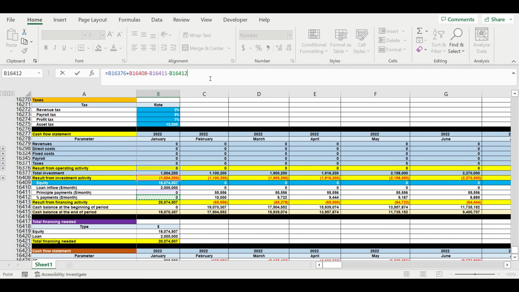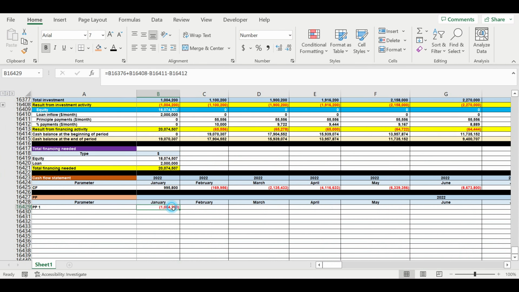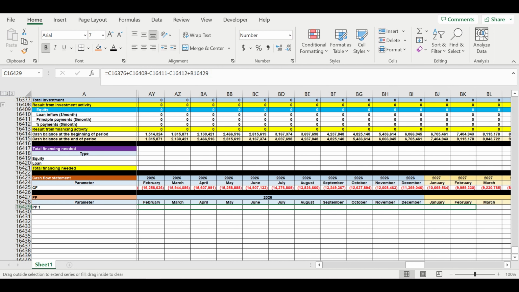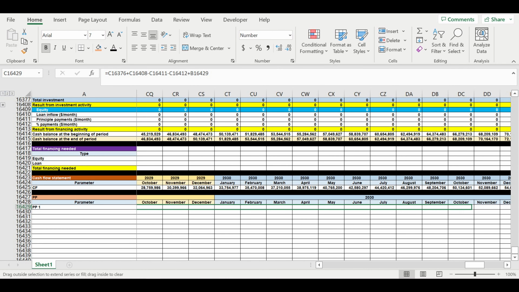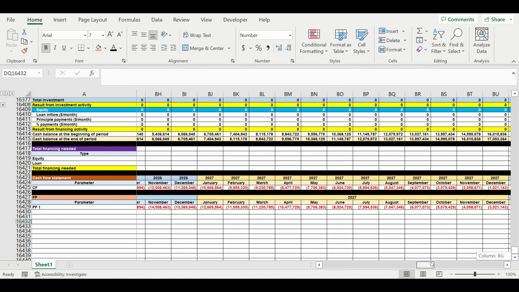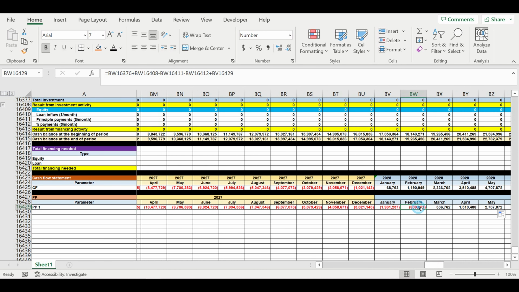So this is the formula for the first month. Then we extrapolate this formula to the next month. Then we add the previous month, making the story cumulative. Then we extrapolate this formula to the right. And the payback period moment will be when this line turns from red to black.